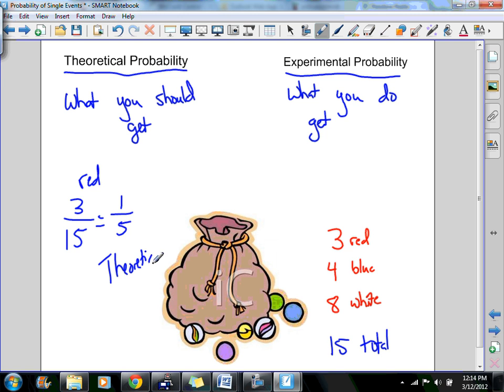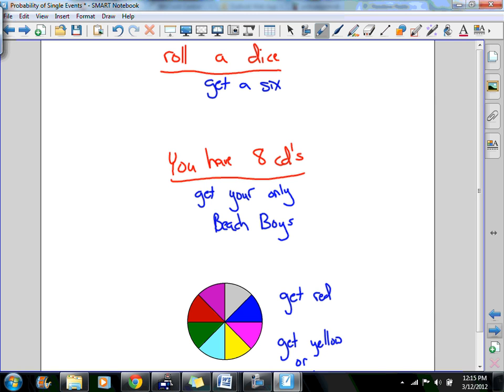This is theoretical. But let's say I actually did the experiment, and I pulled a red 6 out of 15 times. If I then simplified this down, that would give me a 2 out of 5 probability of getting a red in experiment. So the experiment's when you actually do it, and the theoretical is what you would expect to get. Okay? So we're going to do some probabilities here.